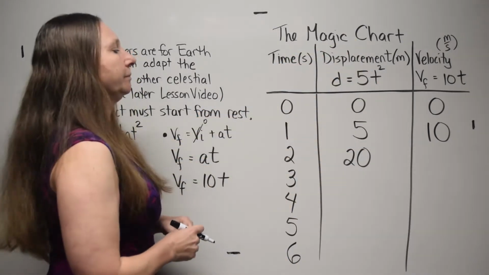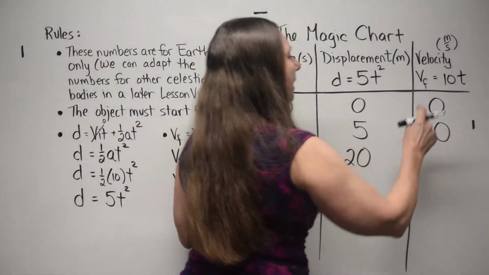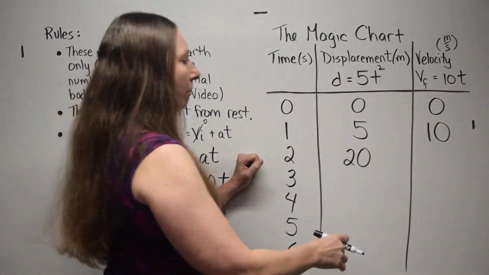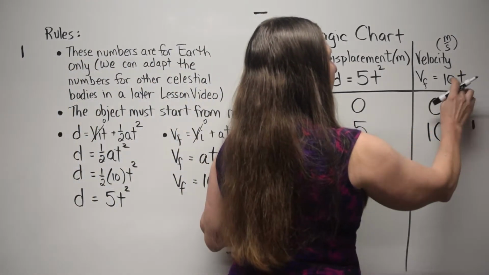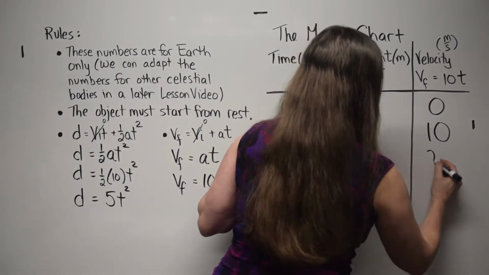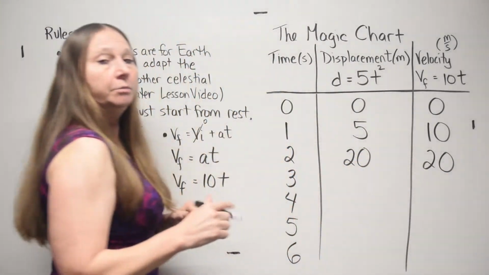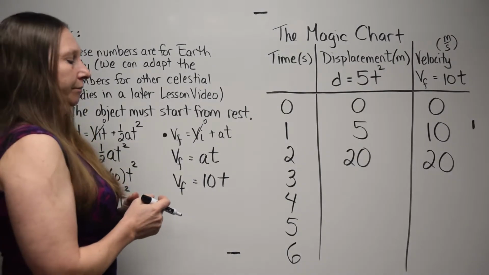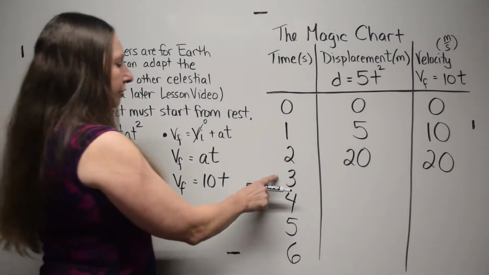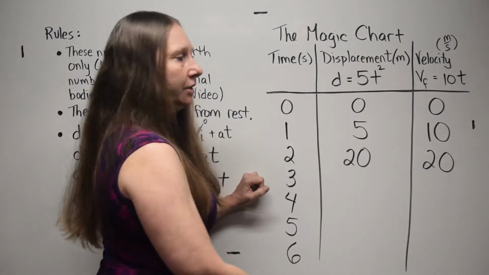What's the down speed after 2 seconds? 10 times 2 is 20 meters per second. That's a coincidence, that those both happen to come out to 20. Now, after 3 seconds, how far down is the object?